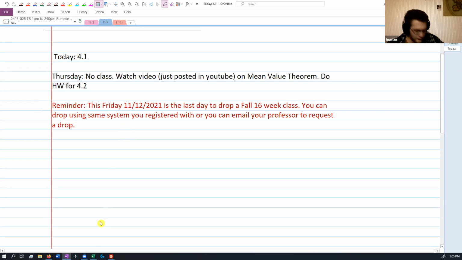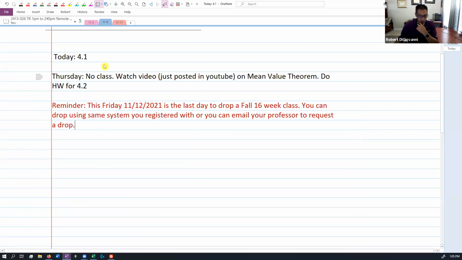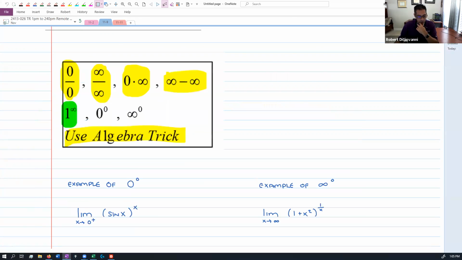Are we done with L'Hopital's rule? Oh wait, yeah, we got a little L'Hopital. I'm sorry, I have it ready to go. I don't know why I didn't mention it here. Yeah, we have to start with L'Hopital. Thank you. Don't worry, it was going to be my first page. I would have brought it up.